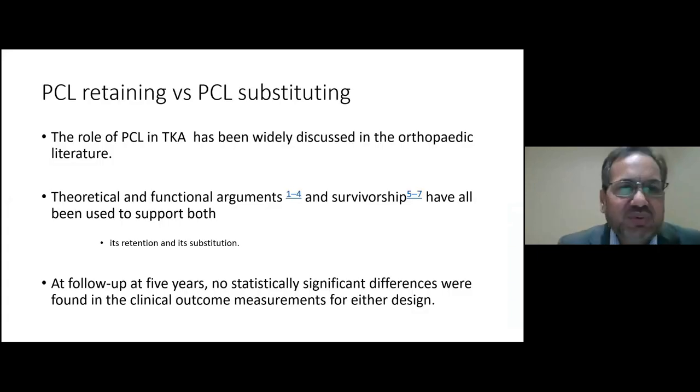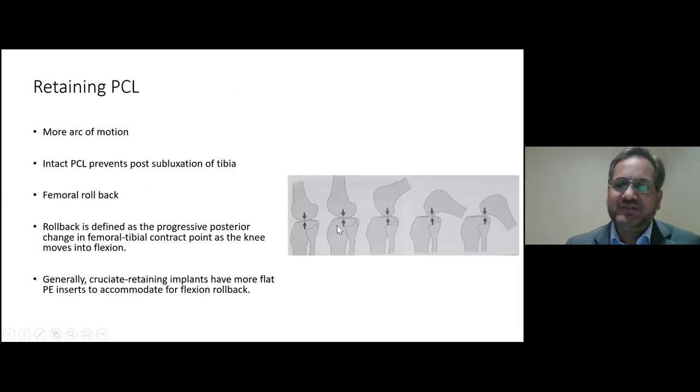So what next actually is a very important aspect of a knee replacement, whether we should retain the PCL or we should sacrifice the PCL. There's a lot of literature in favor of both, and a lot of studies in terms of their survivorship and their functional outcome. I think there's not much difference in terms of long-term outcome of these prostheses. However, we can have a little discussion. If we retain the PCL, the advantages are that probably there's more arc of motion. The intact PCL obviously prevents subluxation of the tibia, and there's a femoral rollback.